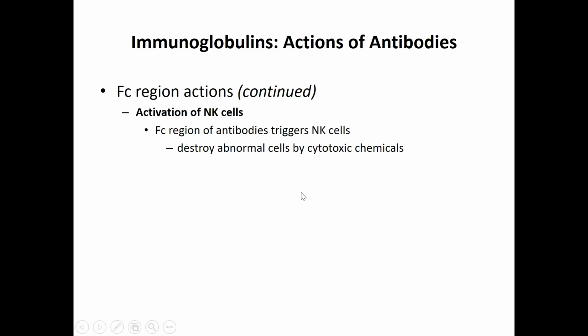Finally, what the stem region can do is activate natural killer cells. If you remember from my discussion of cytotoxic T cells, I mentioned that cytotoxic T cells and natural killer cells act through the same mechanism to kill abnormal cells in the body. Cytotoxic T cells do this by specific recognition of abnormal cells by binding to them. Natural killer cells recognize abnormal cells through antibodies binding to them, and then the natural killer cells bind to the stem region of the antibody.